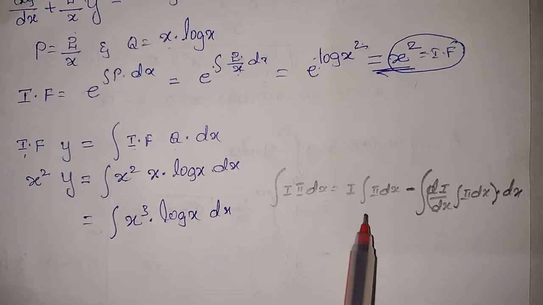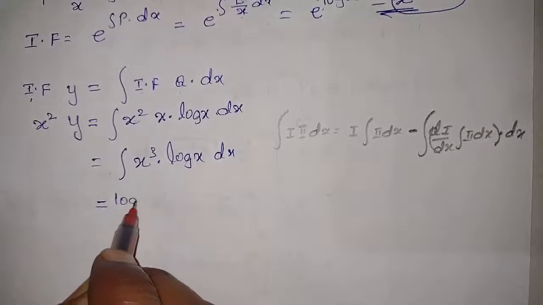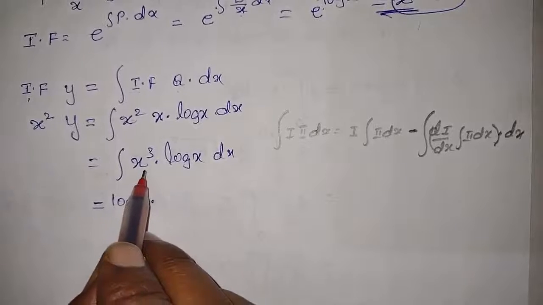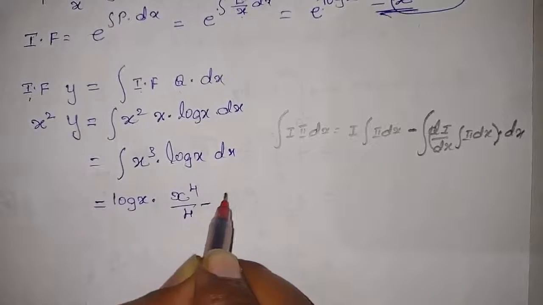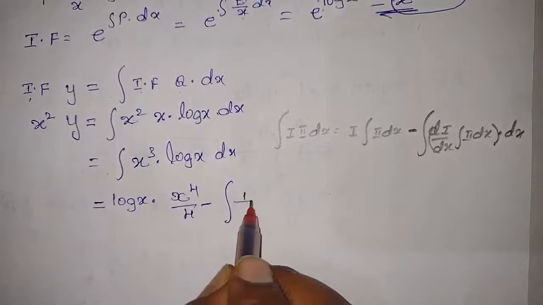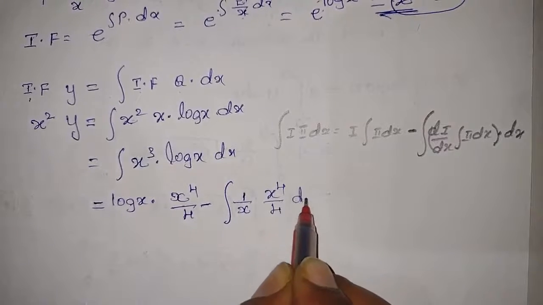Okay, by using this formula we have to decide which is the first function and which is the second function, meaning the function which is reducible will be taken as the second function. Clear? So by applying the Euler rule we take the first function as log x. So it is equal to log x into integration of x cube, meaning x to the power of 4 by 4, minus integration of differentiation of log x, meaning 1 by x, and integration of x cube, meaning x to the power of 4 by 4, into dx.